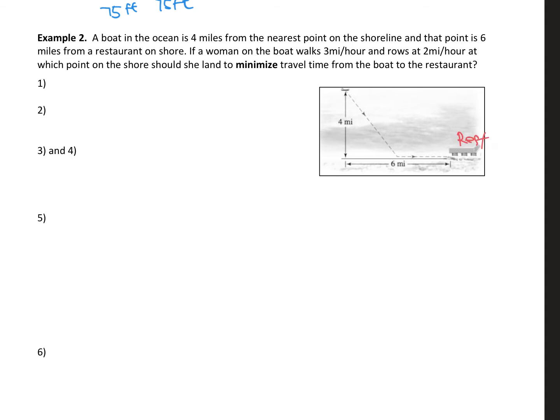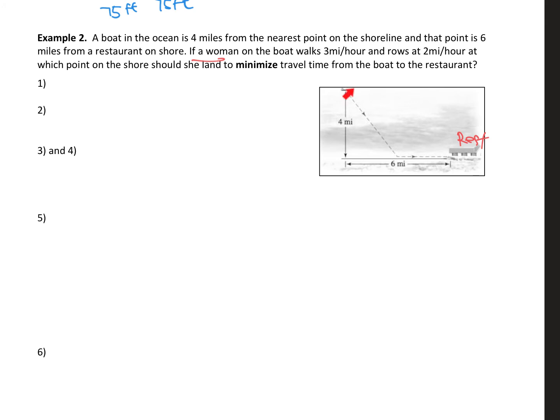If a woman on the boat can walk 3 miles an hour and row 2 miles an hour. Obviously, walking is a little faster than rowing. At which point of the shore should she land to minimize the travel time from the boat to the restaurant? I guess she's late to the restaurant.